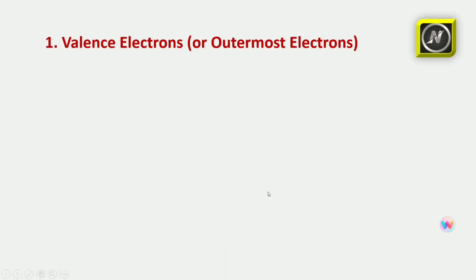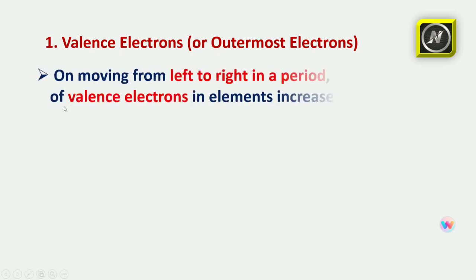The different characteristics of groups and periods are, first, valence electrons, or outermost electrons. On moving from left to right in a period, the number of valence electrons in elements increases from 1 to 8. Now let us discuss how valence electrons are present in periods and groups.